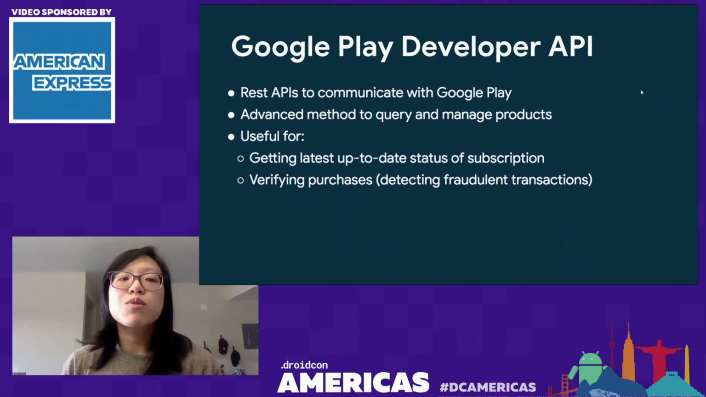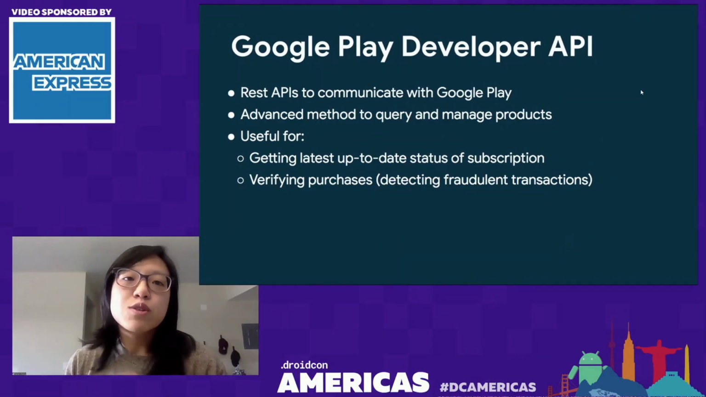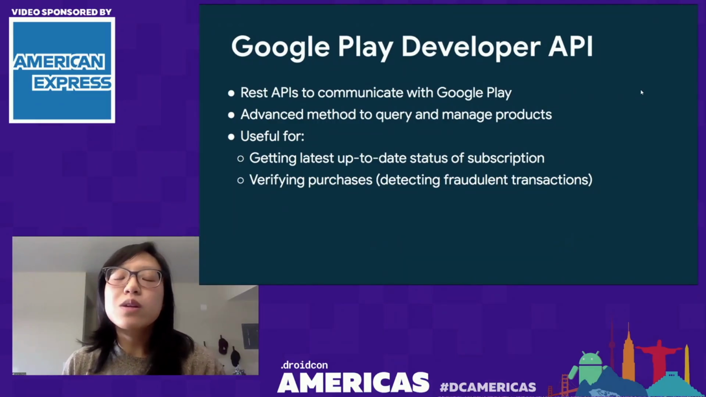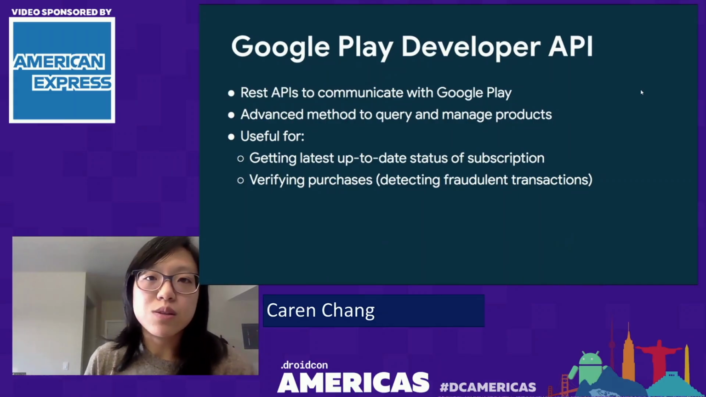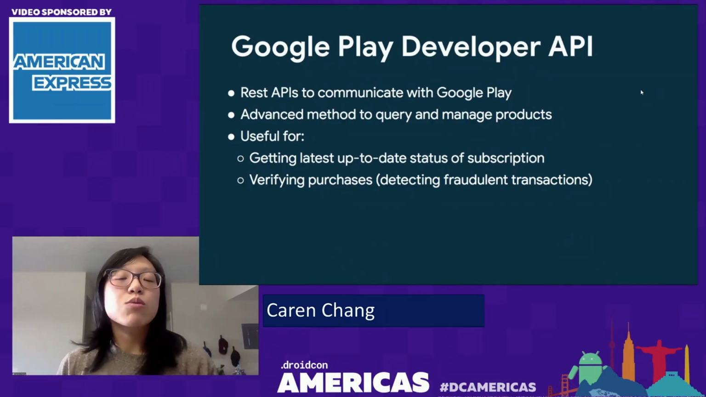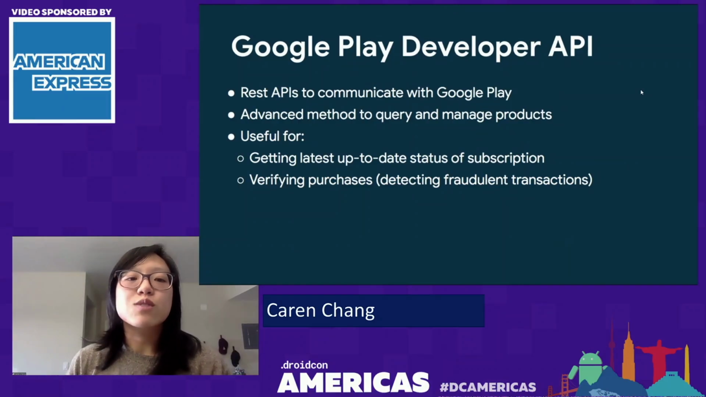And this is really useful for, one, getting the latest up-to-date status of subscriptions. Because if you're just using the Play Billing library, you only know what subscriptions are active and not active for a user, right? You don't quite know if the subscription is on hold or on pause, or what kind of payment state the user is in. So by using this API, it really gives you a lot more information about the subscription status for users.